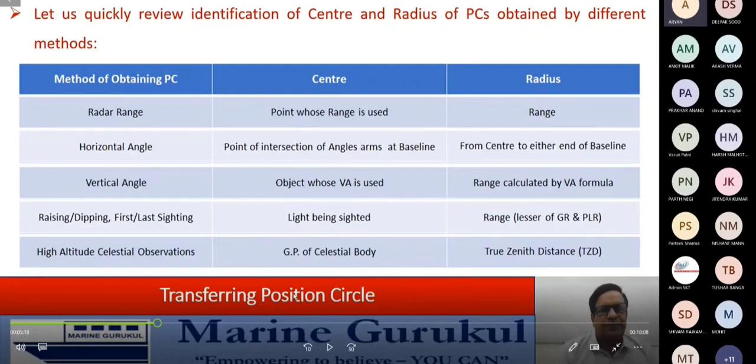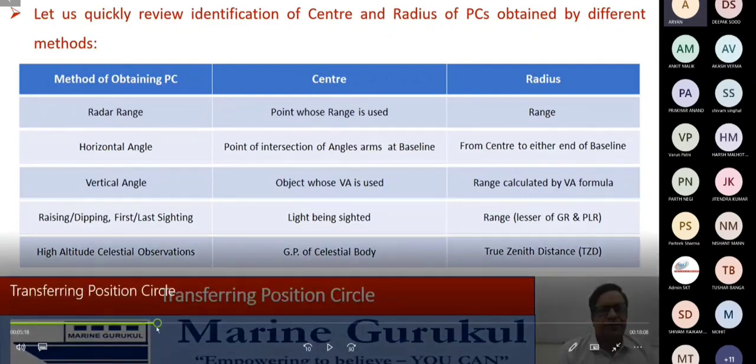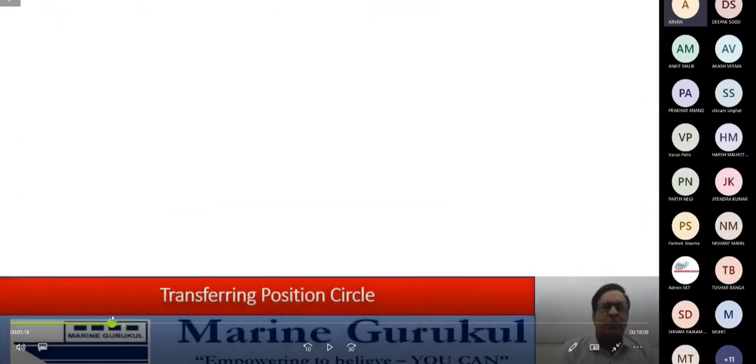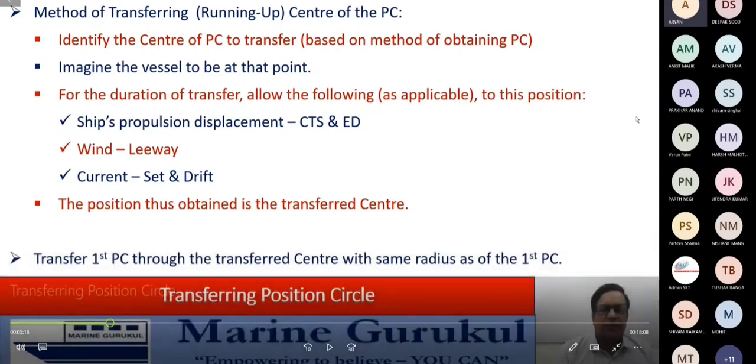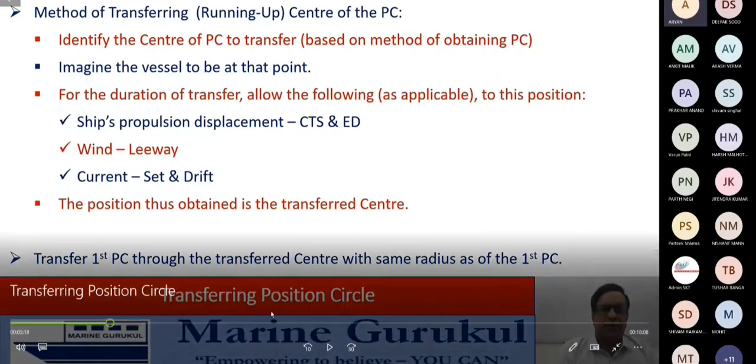Okay, so any more doubts, beta? Any more doubts in this or in the previous slide? Very good. So let's proceed ahead.